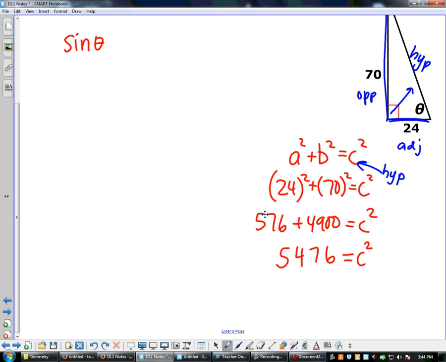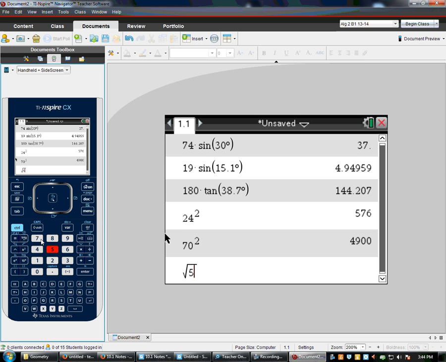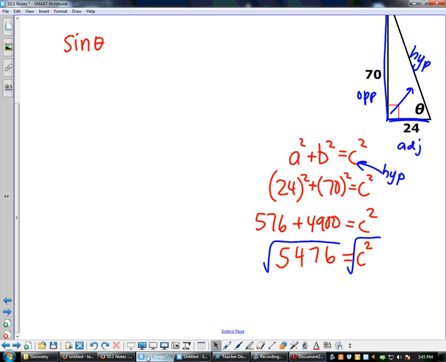To solve for c, to undo a square, I would square root both sides. Usually we would put a plus or minus here, but I can't have a negative side of my triangle, so I only care about the positive answer. So if I take the square root of 5,476, let's see a decimal to help us out. It equals exactly 74, which works out nice for us. So our hypotenuse is 74.